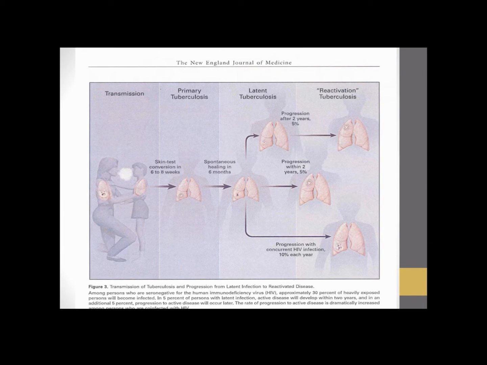Here's a nice graphic of transmission of TB. So it kind of just goes through the phases. Transmission occurs, pulmonary tuberculosis happens for some, and then the various progression stages from LTBI or TB infection to TB disease.